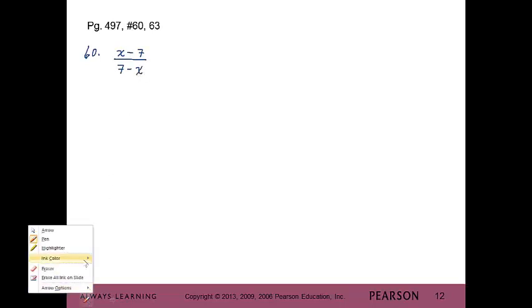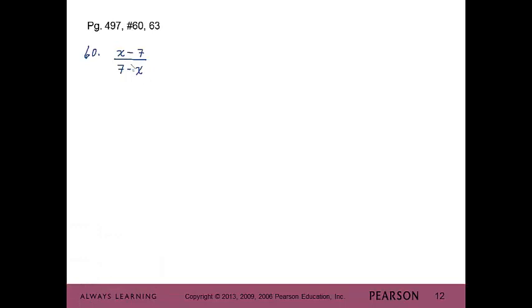Let's look at a couple examples. So in our books on page 497, let's look at number 60. And again, we are simplifying the rational expressions. And we have x minus 7 over 7 minus x. Notice that we have the same terms. Both the numerator and the denominator have an x as well as a 7. However, the x in the numerator is positive and the one in the denominator is negative. The 7 in the numerator is negative and the one in the denominator is positive. Therefore, the numerator and the denominator are opposite, so they cancel each other out. But instead of being left with a positive 1, we're left with a negative 1. So the final answer would be negative 1.